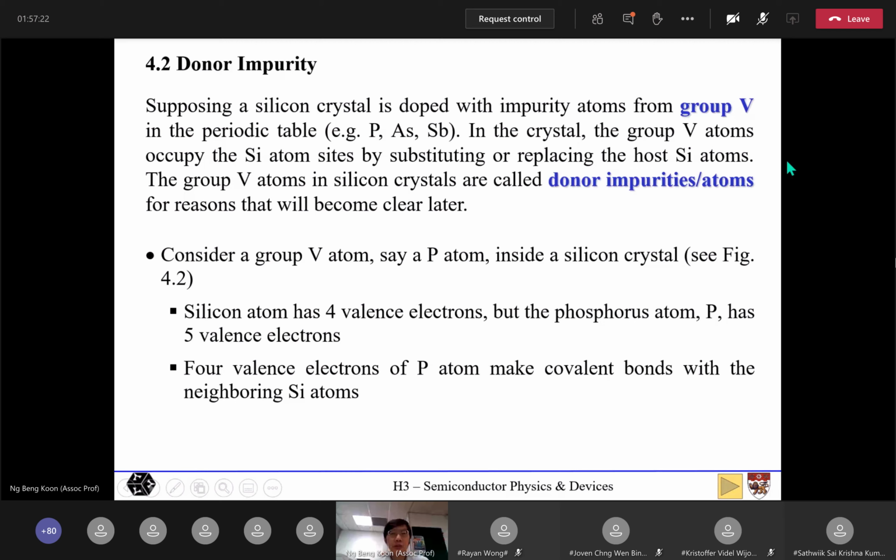There are two types of impurity atoms that we can put into the semiconductor crystal. One type is what we call the donor impurity atoms, and this typically comes from group 5 of the periodic table in silicon. The elements that have 5 valence electrons are typically put into a silicon crystal to create donor impurity atoms. This could be things like phosphorus, arsenic, or antimony. We're going to review how this helps to introduce additional carriers into the semiconductor.